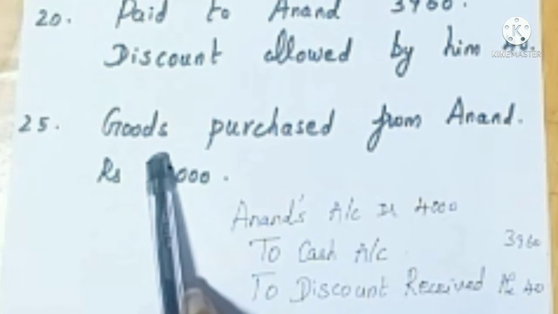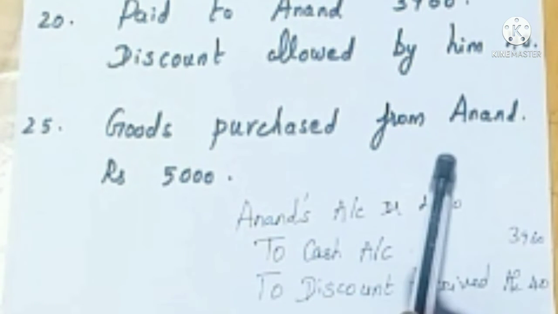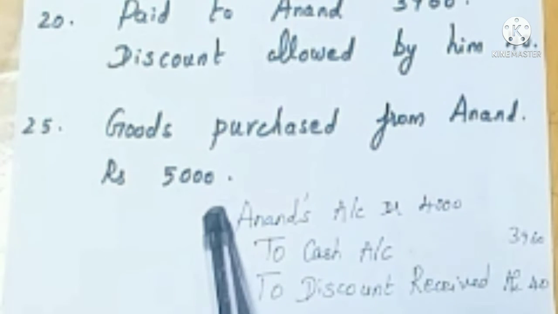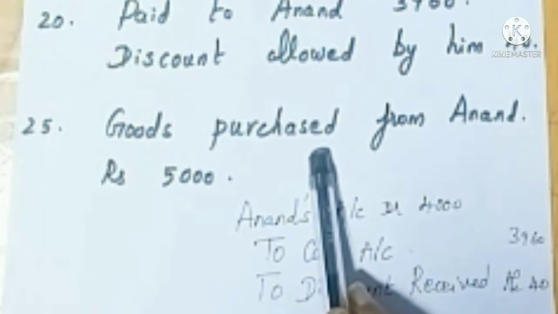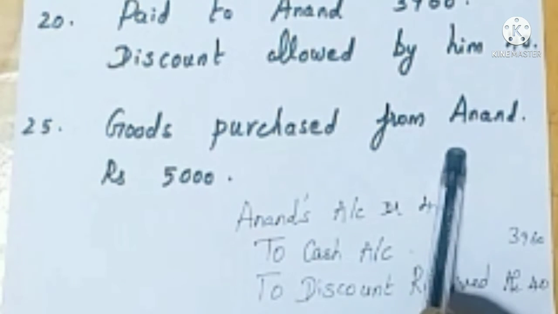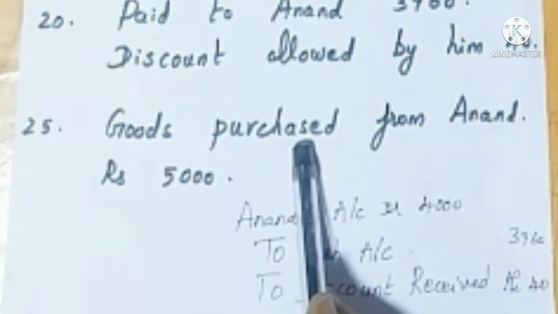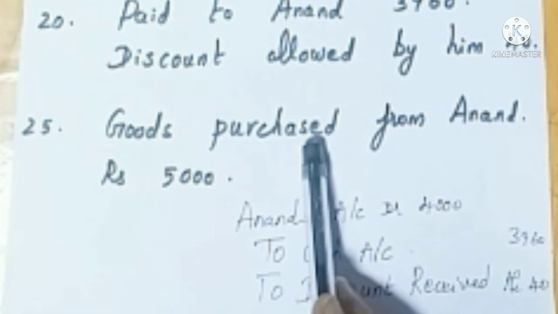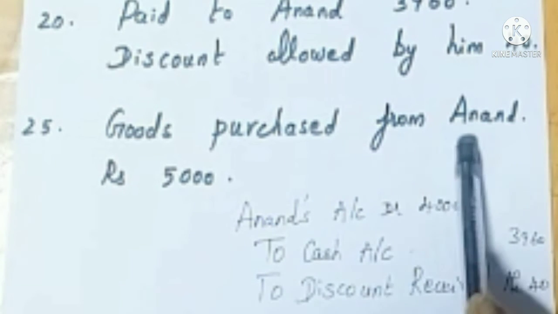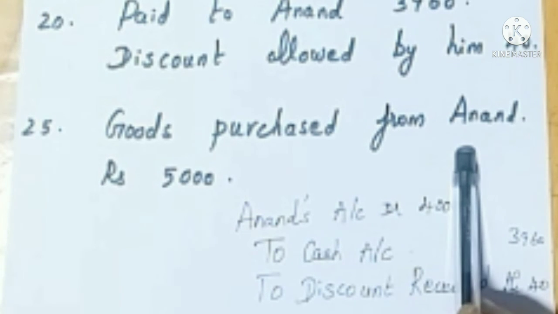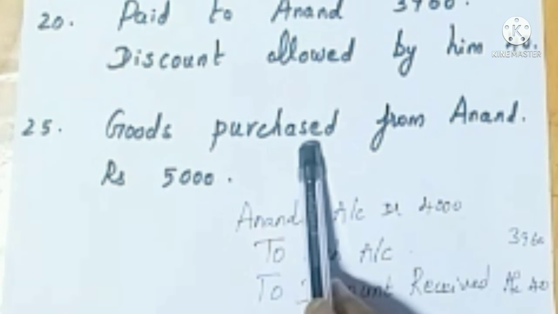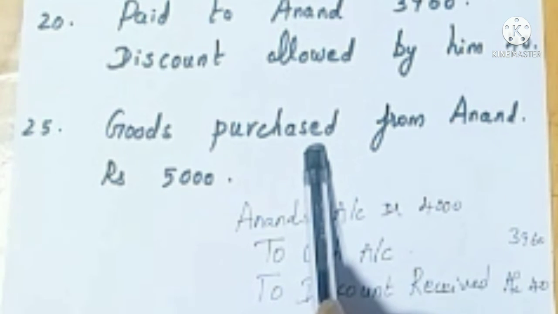The next transaction is goods purchased from Anand rupees 5,000. So when we purchase goods, what is the entry? Purchases account debit to Anand. Purchase account is debited because it is an expense according to the nominal account rule. Anand's account is credited because he is the giver. Anand's account is credited as per the personal account rule, credit the giver. The entry is purchase account debit to Anand's account.